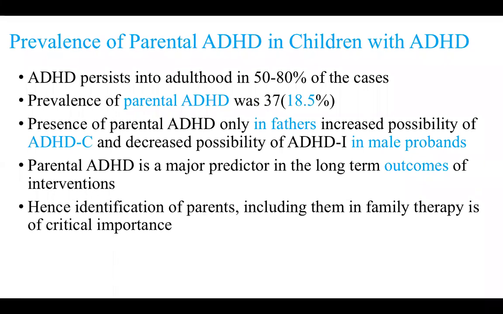So in mothers, if there is a child with inattentive type of ADHD, the likelihood that one of the parents has ADHD would usually be the mother. Now, why is this important to us?